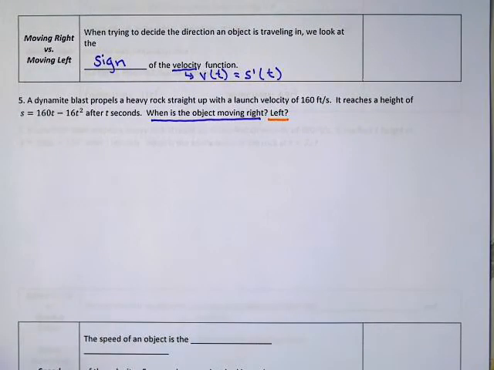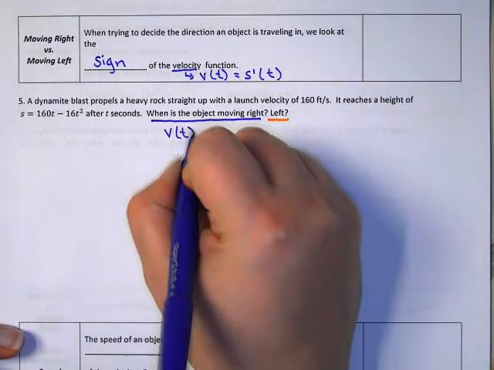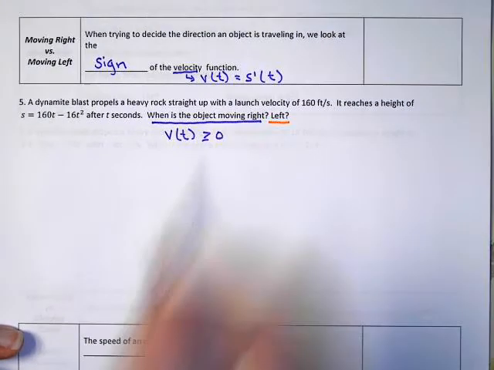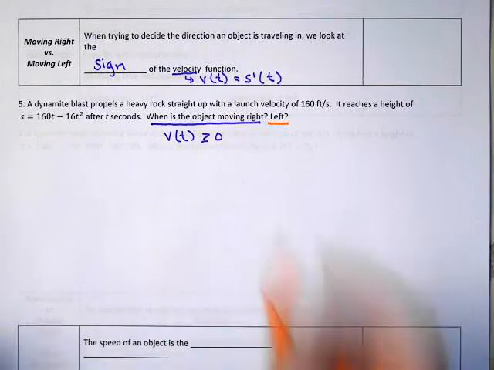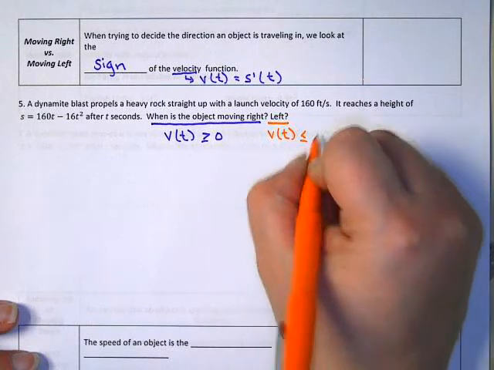In order to know if the object is moving to the right, that means we need the velocity to be greater than or equal to 0. And for it to be moving to the left, we need the velocity to be less than or equal to 0.